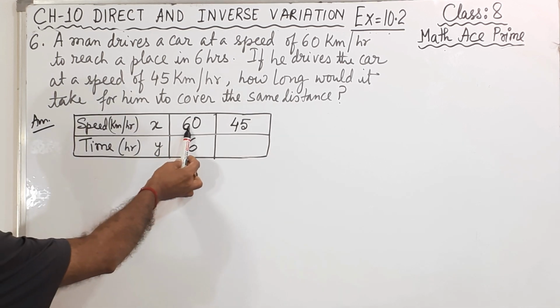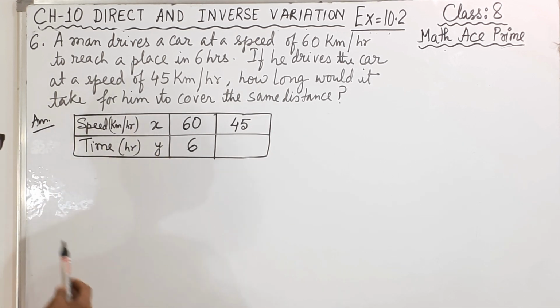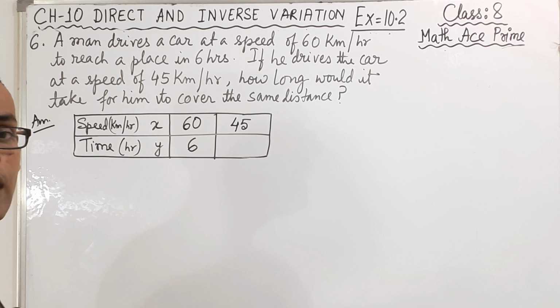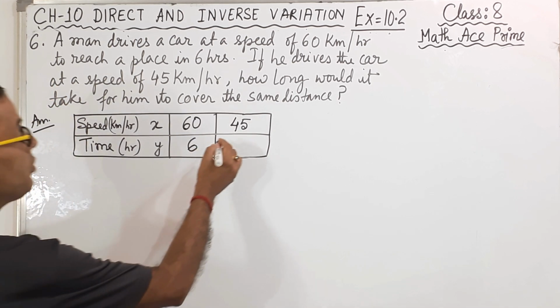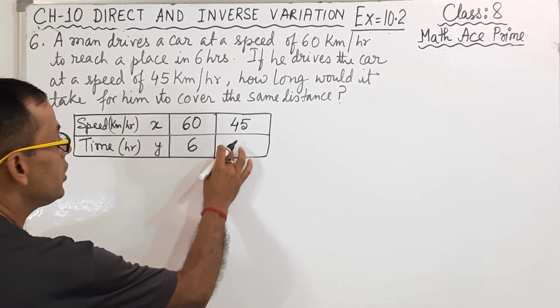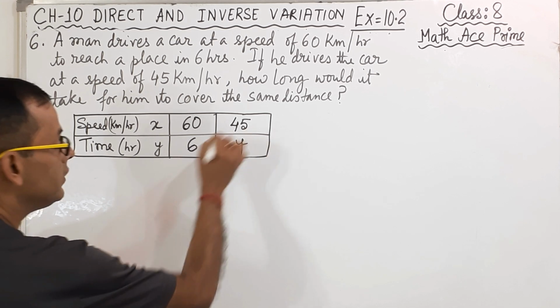सो जब स्पीड 60 था तो 6 घंटा में पहुंच जा रहा है, अभी स्पीड कम कर दिया, अगर स्पीड कम कर देगा तो उसको ज्यादा टाइम लगेगा. सो वी हैव टू फाइंड आउट दिस थिंग, ओके. सो दिस वन व्हाट वी विल टेक एज y.